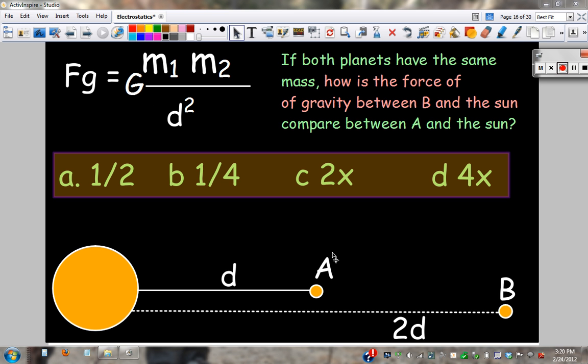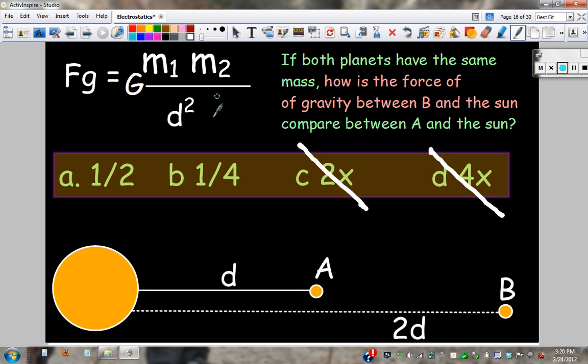If we have two planets of the same mass, one is this far from the sun and the other is twice as far, how is the force of gravity between B and the sun compared to A and the sun? The first thing you need to remember is that it's farther away, so we know it's weaker, so we know these two aren't the correct answer.